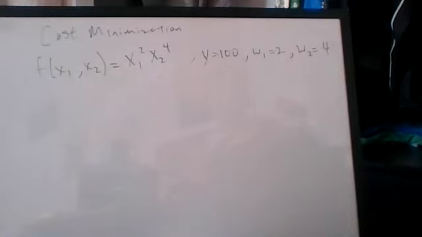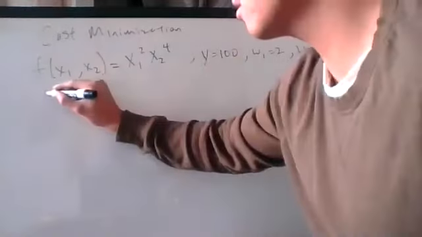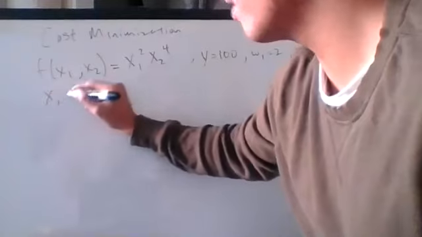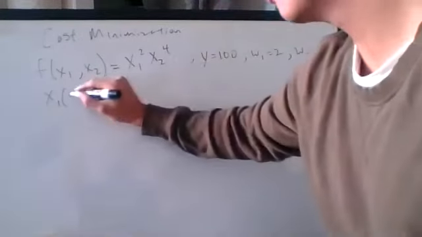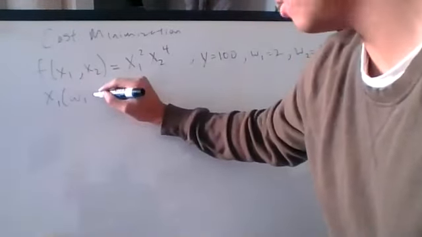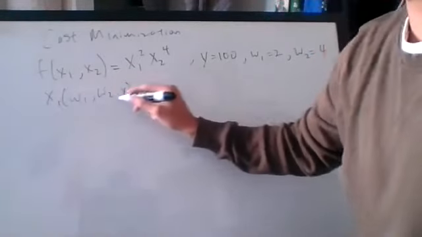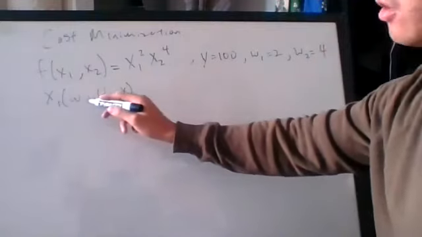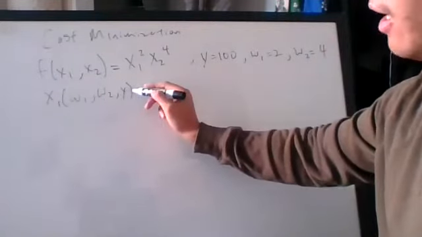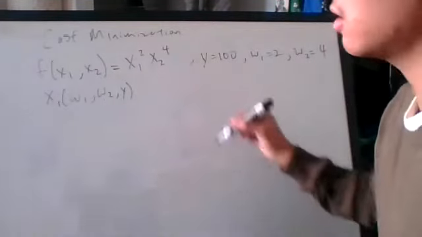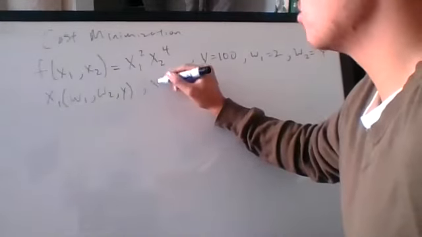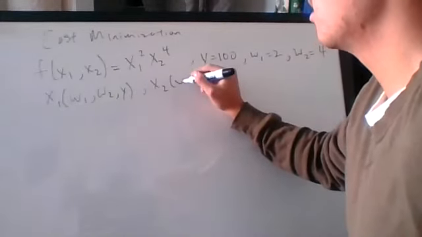We want to find these values, and I'm going to write them in terms of their parameters. Essentially, all this means is that x1 is a function of the price of the inputs and the amount that we produce. That's all it really means, but this is what we're interested in.